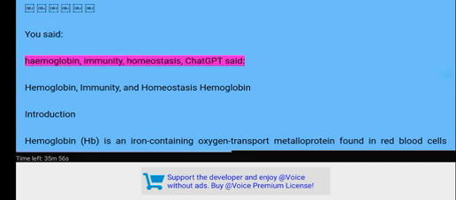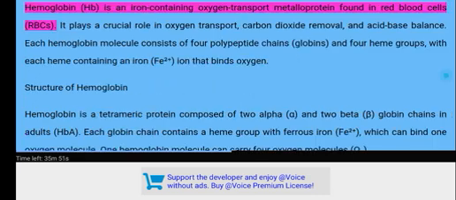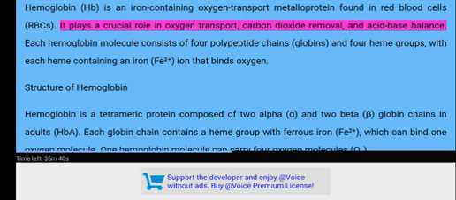You said: hemoglobin, immunity, homeostasis. ChatGPT said: Hemoglobin, immunity, and homeostasis. Hemoglobin. Introduction. Hemoglobin, Hb, is an iron-containing oxygen transport metalloprotein found in red blood cells, RBCs. It plays a crucial role in oxygen transport, carbon dioxide removal, and acid-base balance.